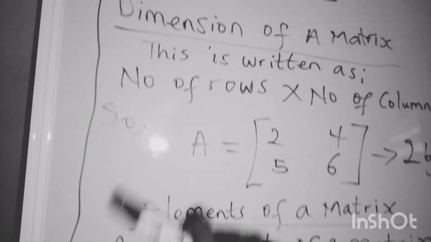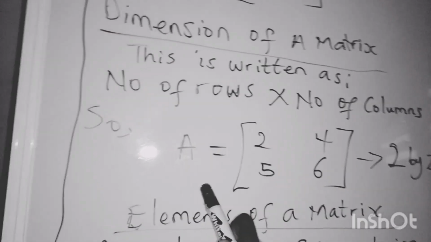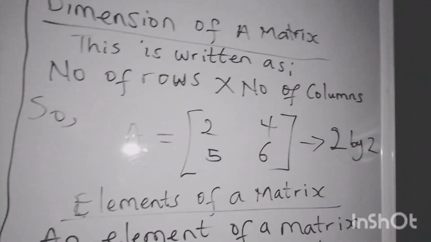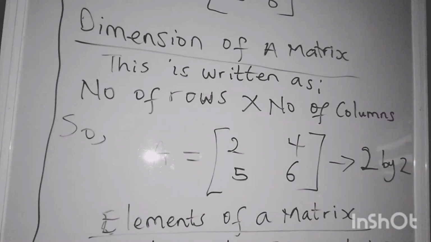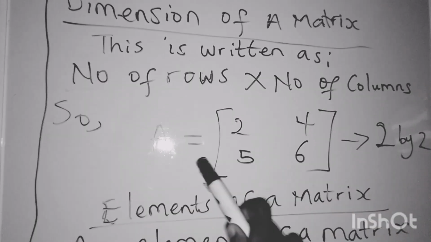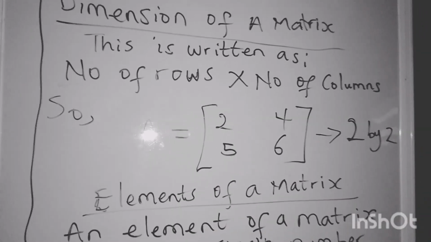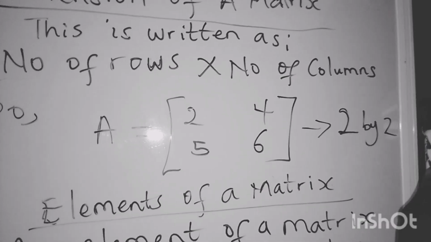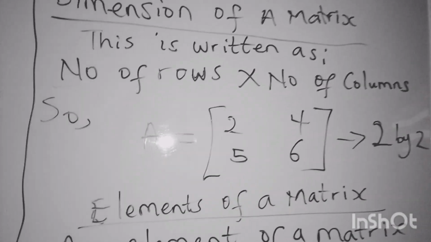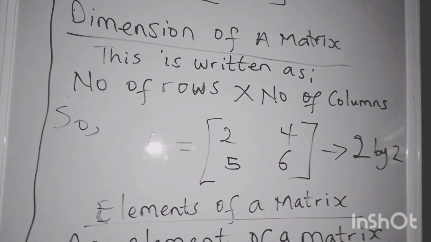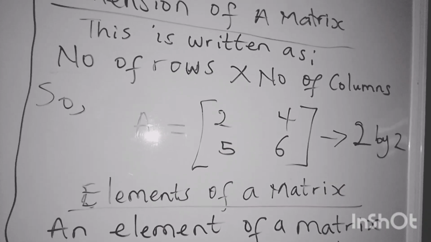What do I mean? If we have this matrix A, we have the elements 2, 4, 5, 6. Now, how do we say what this matrix is? The number of rows in this matrix are how many? Let's count. 1, 2. The number of columns, 1, 2, which means this is a 2 by 2 matrix. You could have 2 by 3, 3 by 3, 4 by 4, all of those.